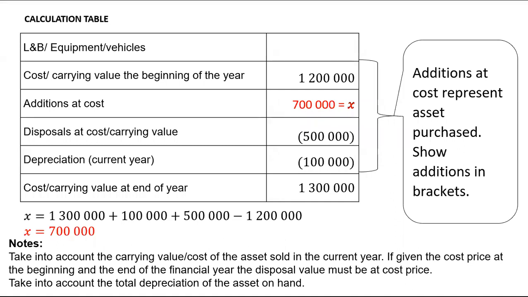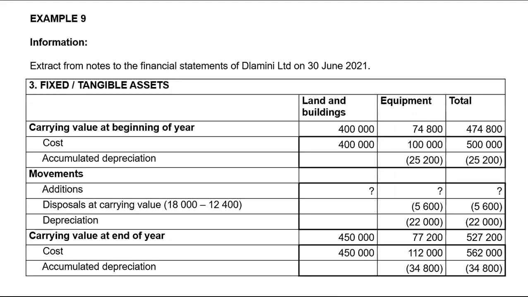Let us look at the first example regarding tangible assets. You are given information which is an extract from the notes to the financial statements of Dlamini Limited on the 30th of June 2021. You will note that for the cost price, you only have equipment and vehicles. Vehicles is quite easy for you to calculate the movements. It's either the movements are additions at cost or disposals at cost, which is quite easy. The problem will only come in when you have to calculate additions of equipment.